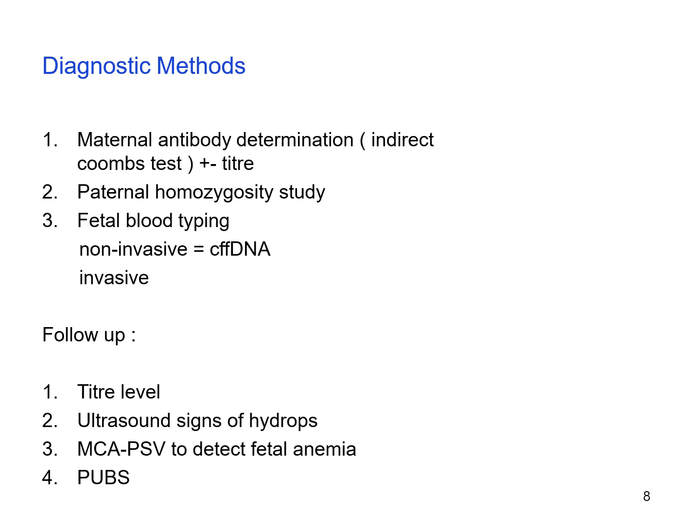Paternal homozygosity study can help us if the father of the pregnancy is homozygous. That means the baby will be 100% of positive blood group, so we can omit the third step of the diagnostic methods, which is the fetal blood typing. We can know it by non-invasive methods like the new technology of cell-free fetal DNA, and by some invasive methods like chorionic villus sampling, amniocentesis and cordocentesis.